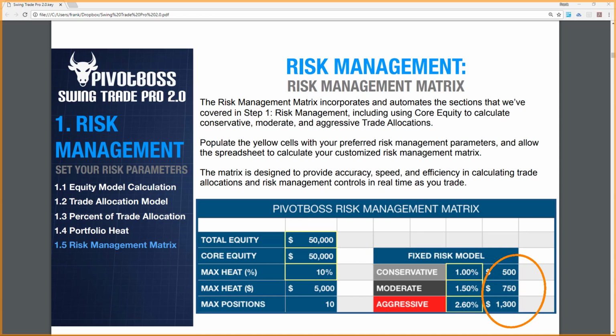Now, the easy thing here is just populate the yellow cells. So right here, there's a yellow cell, that's a yellow cell, that's a yellow cell. These are yellow. It's already pre-done for you in the spreadsheet, which you can download at the STP 2.0 dashboard. But this one, again, calculates everything for you, and there's much more below the fold here that we'll get to as well, and we'll jump into that here in a moment. The matrix, again, is designed to provide accuracy, speed, and efficiency in calculating trade allocations and risk management controls in real time as you trade.